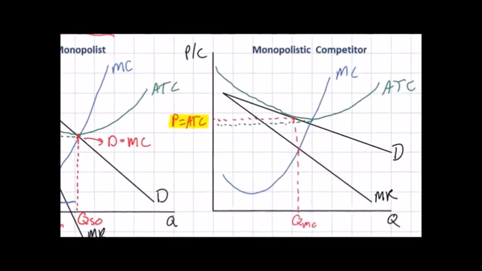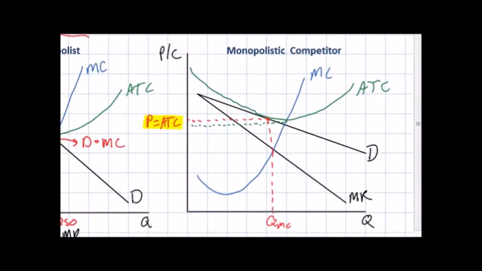Not enough of a monopolist's output will be produced, at least according to what is socially optimal. Finally, let's look at monopolistic competition. Does the monopolistic competitor achieve allocative efficiency? The answer is no. We can go up to the marginal cost curve, draw a dotted line over, and we can see that the price is greater than the marginal cost.